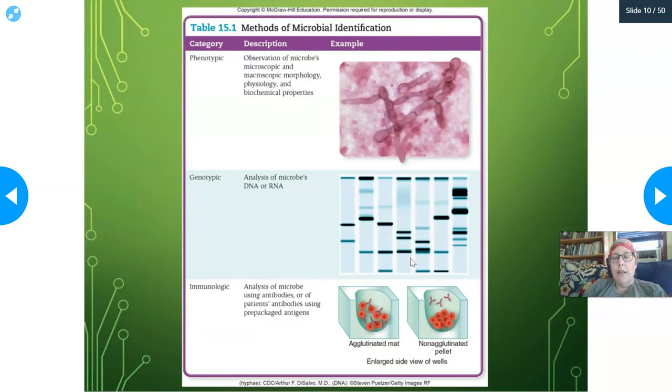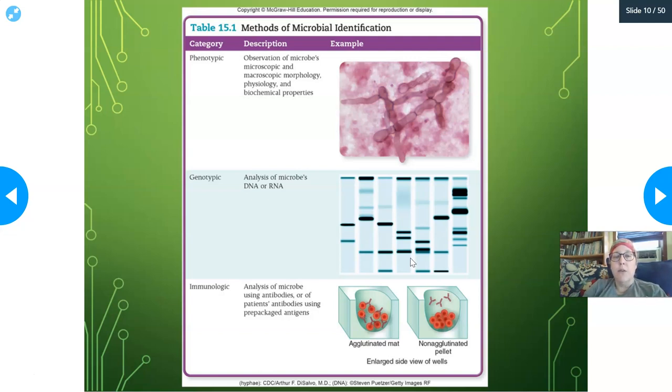Okay, so there are three big classifications on identifying microbes. The first category is phenotypic, the second one is genotypic, and the third one is immunologic. This is going to be on your final. This is one of your questions on your final, so you need to know these three.